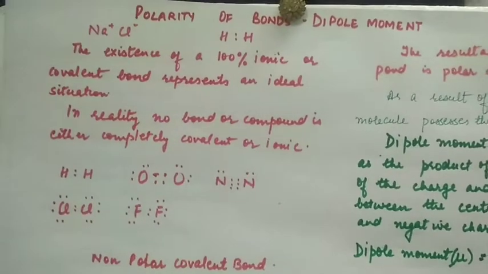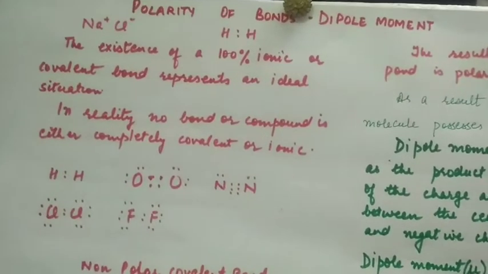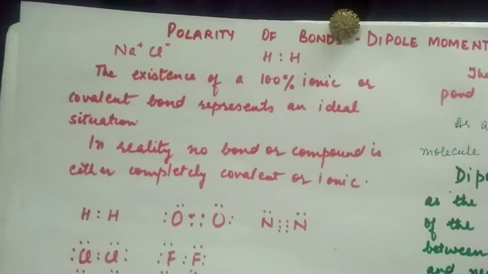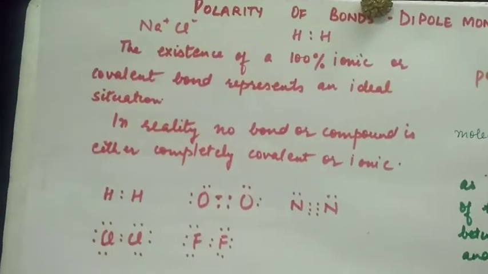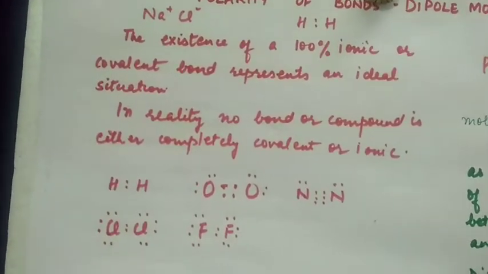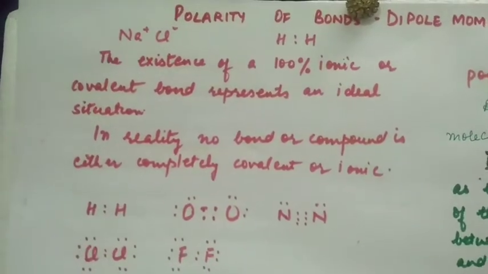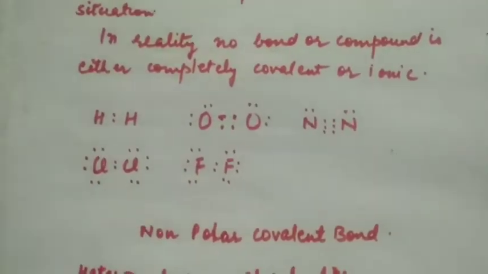The topic that we take today is polarity of bonds, dipole moment. Sodium chloride is an ionic compound, hydrogen is a covalent compound. The existence of a 100% ionic or covalent compound represents an ideal situation. In reality, no bond or compound is either completely covalent or ionic.